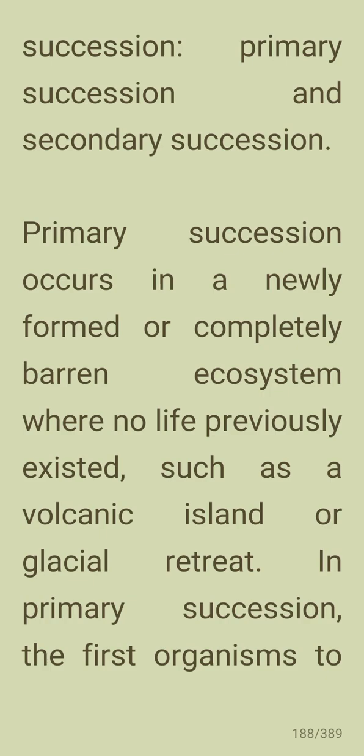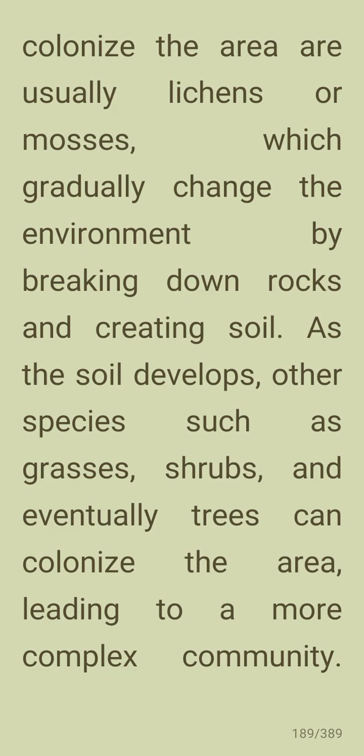In primary succession, the first organisms to colonize the area are usually lichens or mosses, which gradually change the environment by breaking down rocks and creating soil. As the soil develops, other species such as grasses, shrubs, and eventually trees can colonize the area, leading to a more complex community.